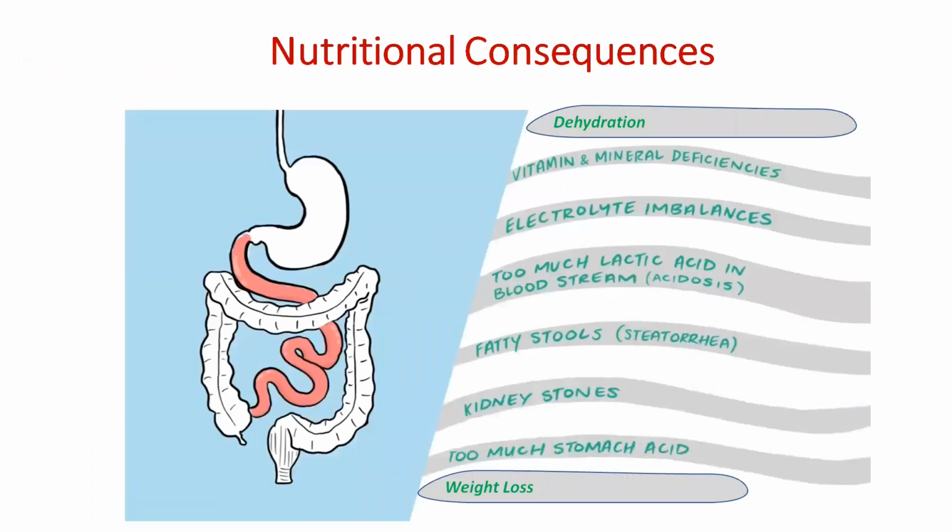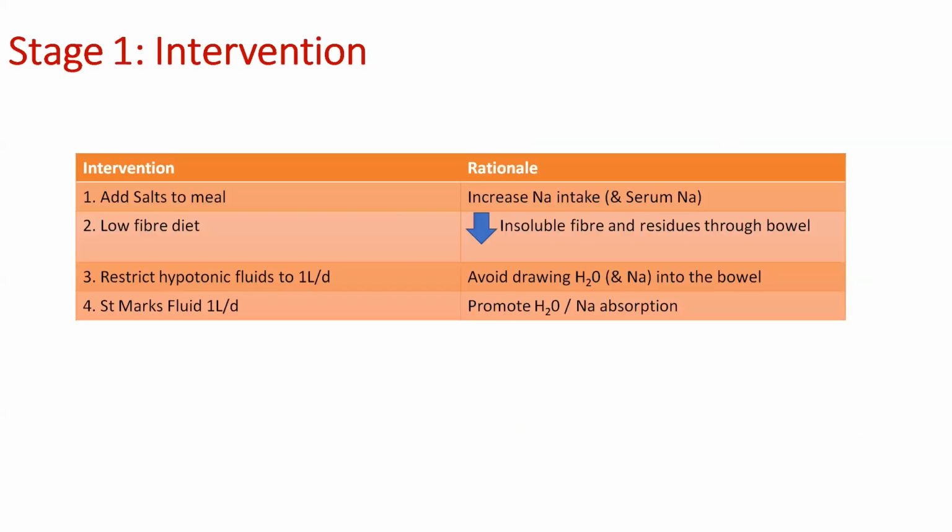Nutritional consequences of short bowel syndrome are mainly dehydration, vitamin and mineral deficiency, electrolyte imbalance or deficiency, too much lactic acid in the bloodstream. Fatty stools, that is known as steatorrhea, kidney stones because of high absorption of some of the macronutrients, too much stomach acid, then all these lead to weight loss and malnutrition.